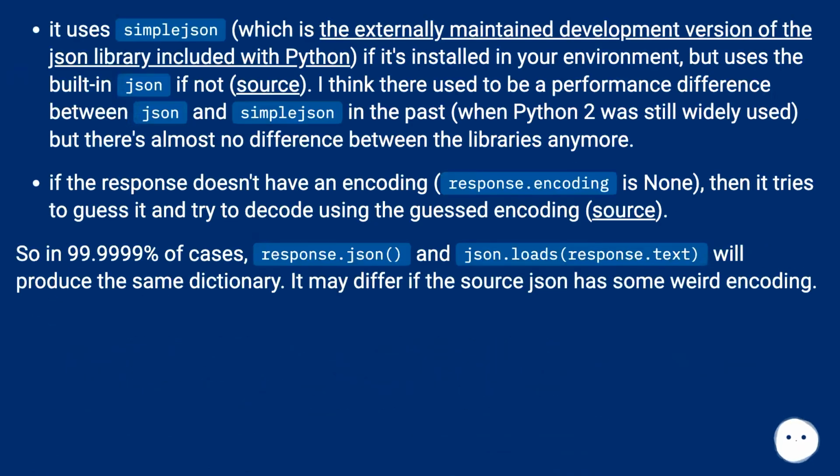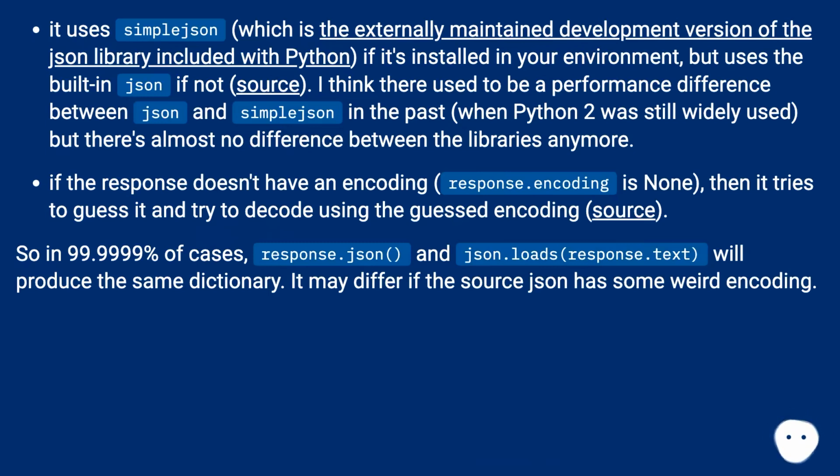It uses simplejson, which is the externally maintained development version of the JSON library included with Python, if it's installed in your environment, but uses the built-in json if not. I think there used to be a performance difference between json and simplejson in the past, when Python 2 was still widely used, but there's almost no difference between the libraries anymore.